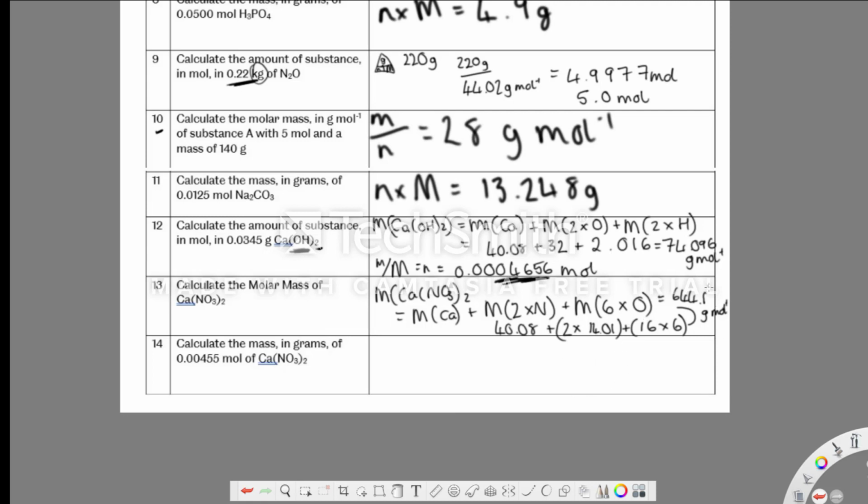Then we can use this number in this sum here, because we've already worked it out for this one. We've got the same substance here, so we're going to use it for 644.1 times by 0.00455. Let's not forget our units. So this is grams per mole, and this is in mole, and that gives us 2.93 grams.